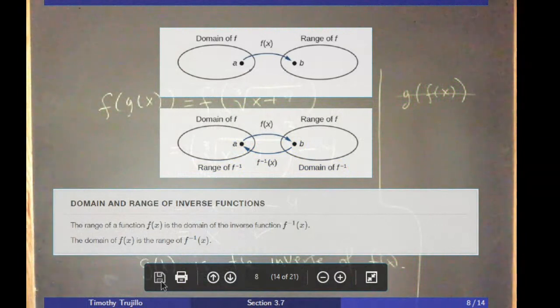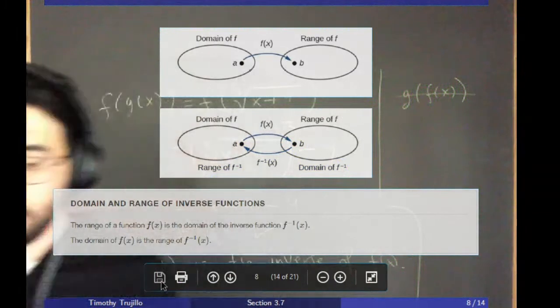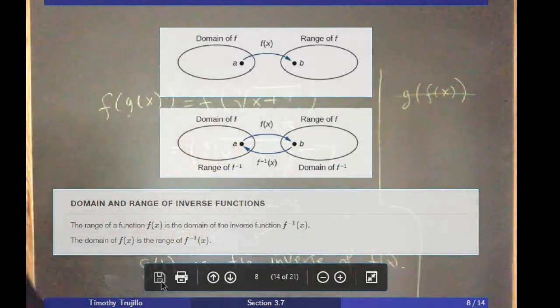Okay, and you have to be careful with some of these. I'll show you an example later on where this restriction really is necessary. We have to be careful about what the range and domain is.